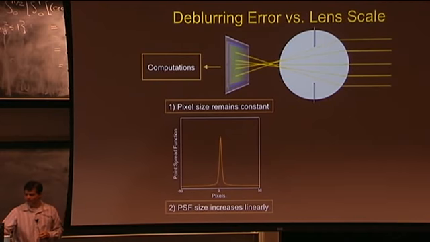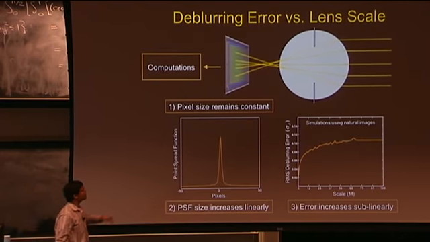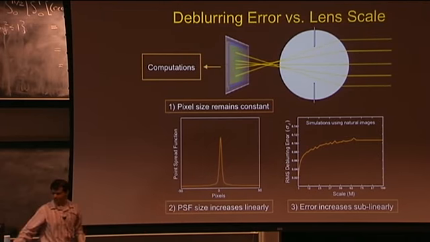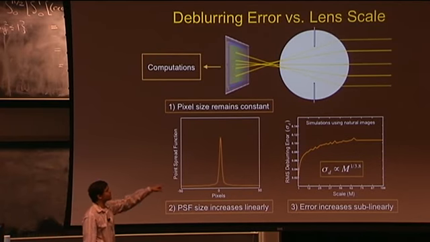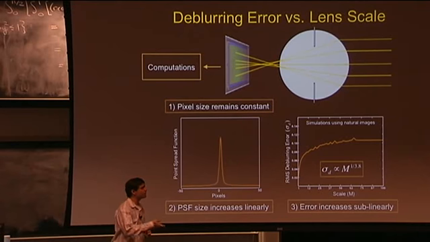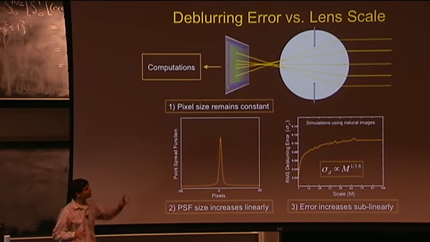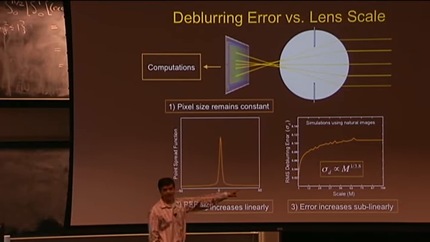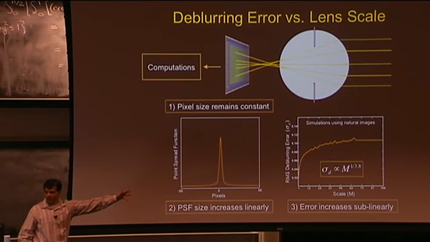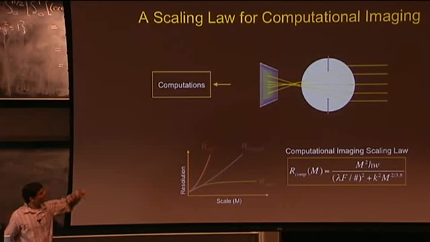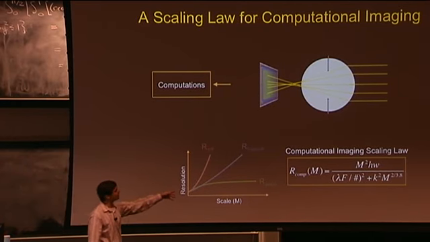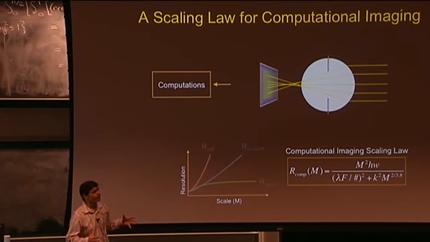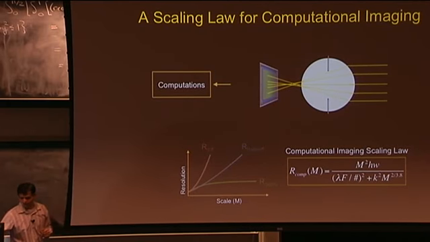The real observation that we make is that even though the PSF scales linearly, the deblurring error scales sublinearly. In fact, it's extremely sublinear. When you do a fit to this curve, you see that the deblurring error scales with a fractional power of the lens scale. This is a really interesting observation. PSF scales linearly, deblurring error doesn't. I won't derive it here, but in the paper you can see that we use this fitted equation for the deblurring error to come up with an equation for how the resolution for a computational imaging system scales with lens scale.